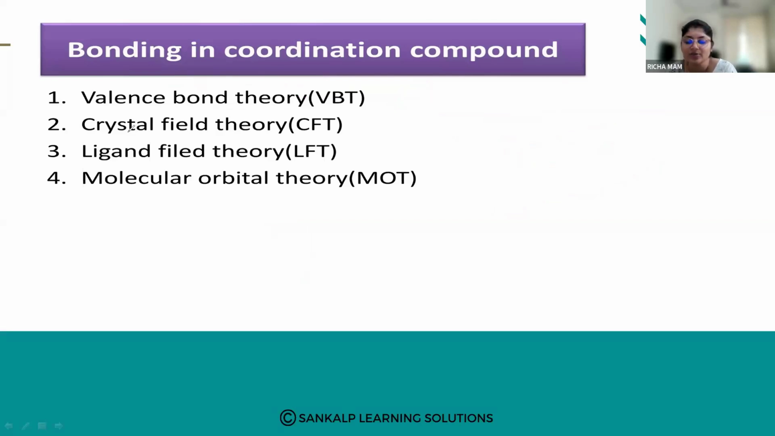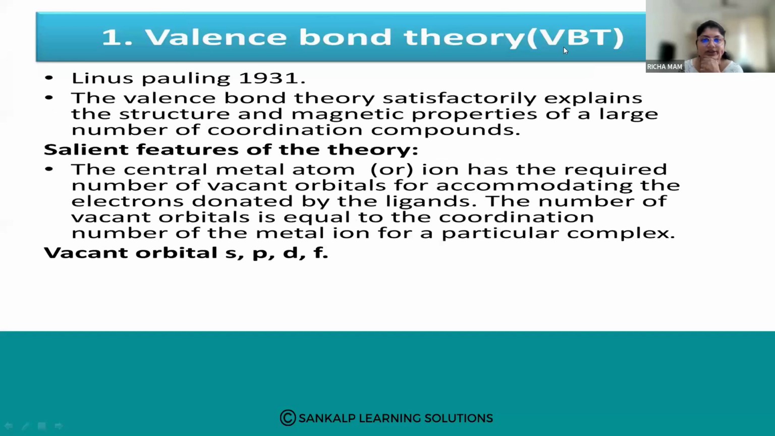So valence bond theory tells you that the bond formed between the metal and the ligand is purely a covalent bond. Let us see the theory. What are the points given in the valence bond theory? The scientist who gave this particular theory was Linus Pauling in the year 1931. He explained the structure and magnetic properties of a large number of coordination compounds, because Werner's theory could not explain why the structure, why the magnetic property, why it shows diamagnetism. Valence bond theory explained a large number of coordination compounds.